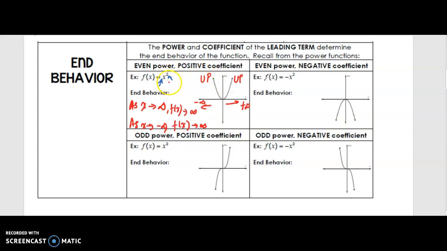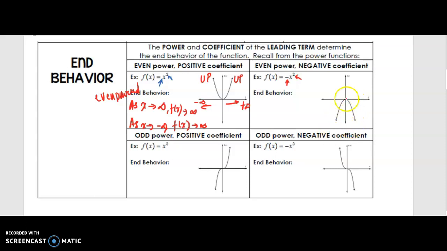This could be generalized for any even-powered polynomial or even degree polynomial. What if the coefficient is negative? Now, this is still a quadratic, it is even-powered, but it has a negative coefficient.